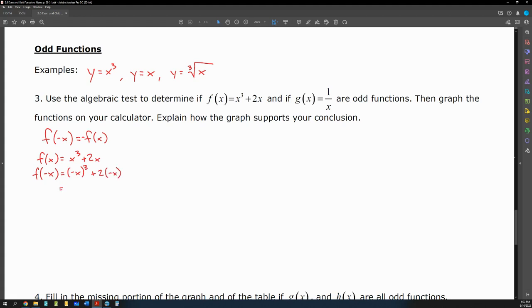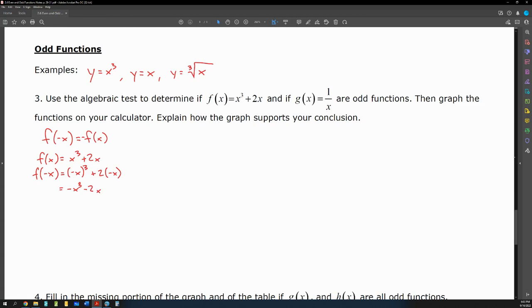So go ahead and simplify negative x cubed. We're raising to an odd power, so this is equivalent to just negative x cubed. And then we have plus 2 times negative x, which is negative 2x. So I'm going to say minus 2x instead.